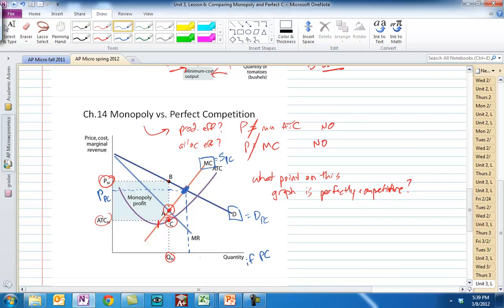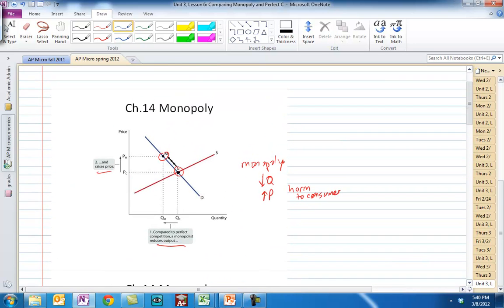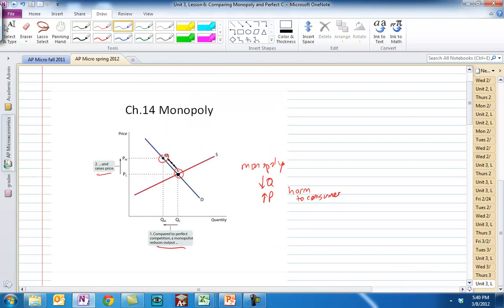PC and QPC. We'll call that point, we don't have a point E on here yet, so that's point E. And compared with the monopoly, the perfectly competitive quantity is greater than the monopoly quantity, and the perfectly competitive price is less than the monopoly price. And lo and behold, if we go back to this slide, that's exactly what we saw here.